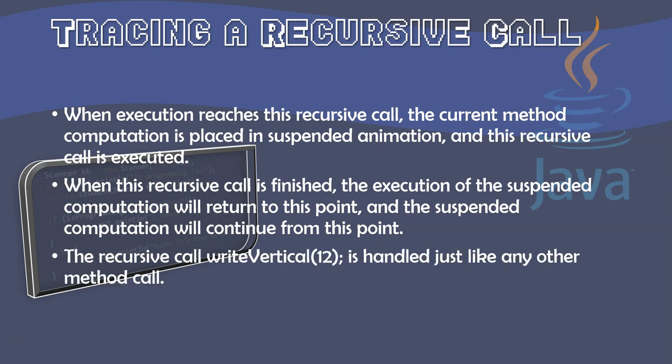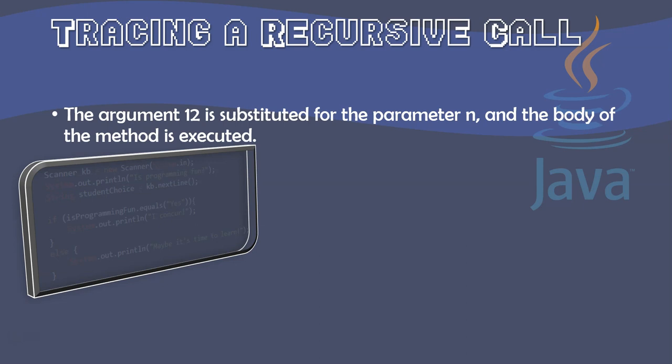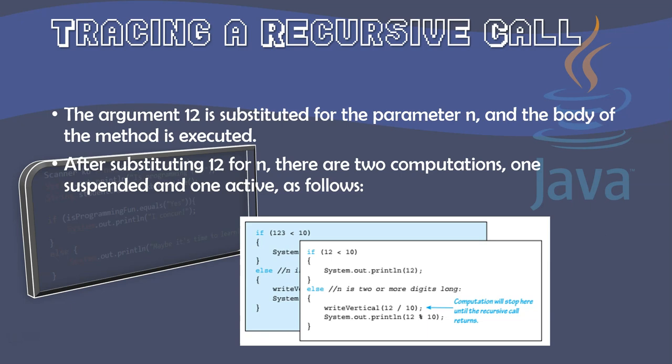Now the recursive call writeVertical 12 is handled just like any other method call, just like we saw when we had writeVertical 123. So the argument 12 is substituted for the parameter n, and the body of the method is executed. After substituting 12 in for n, of course, we have two computations, one suspended and one active, as follows. So if you look here, we have our if statement of 123, and we have our if statement of 12.